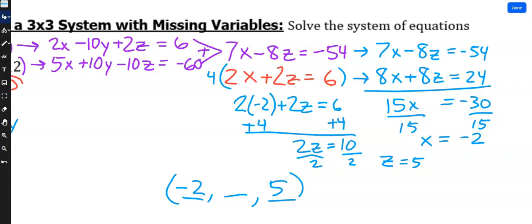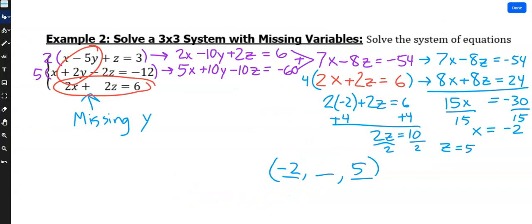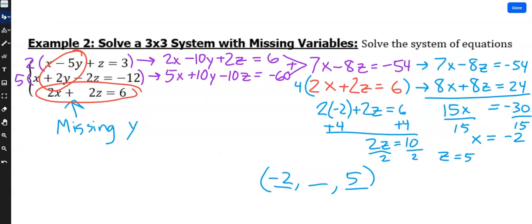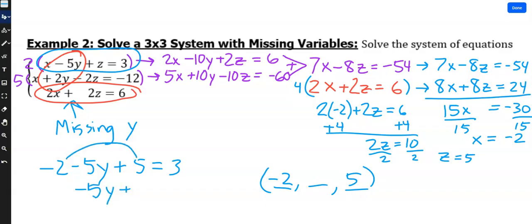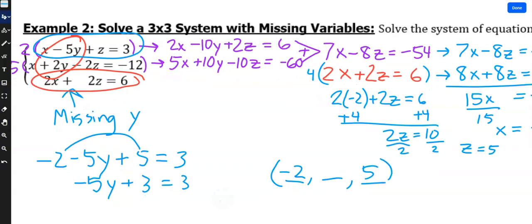Well, now I got to use those things and go back to the beginning. Don't use the last equation at the very beginning. You got to use something that has x's and y's in it, like this one right here. So I can do negative 2 minus 5y plus 5 equals 3. Now, obviously, that's negative 5y. If I add the negative 2 and the positive 5 together, since they're on the same side of the equation, I get 3.